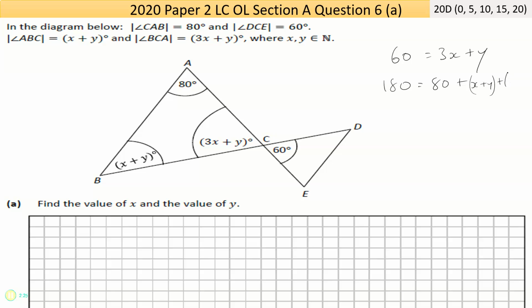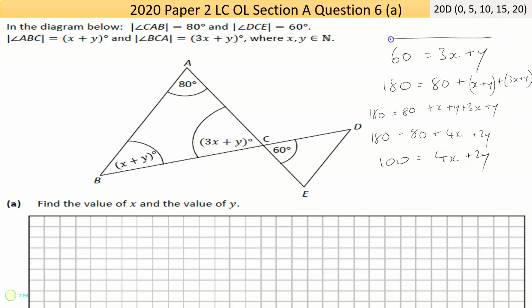Now I've run out of space a little bit, but 3x plus y. Now if I then just go right, I can remove those brackets without penalty. So that's equivalent to 80 plus x plus y plus 3x plus y. I didn't need to do that, but whatever. Now x and 3x is 4x, y plus y is 2y. Then bring this 80 across. I end up with 180 take away 80, so 100 is equal to 4x plus 2y. That's important there. Just remember this statement on top is different than this statement on bottom, but it's the same x and y.